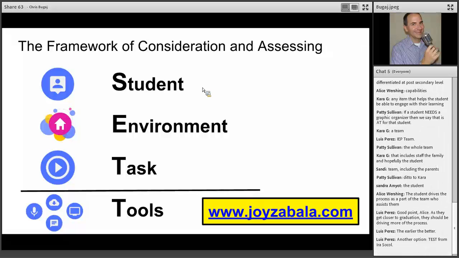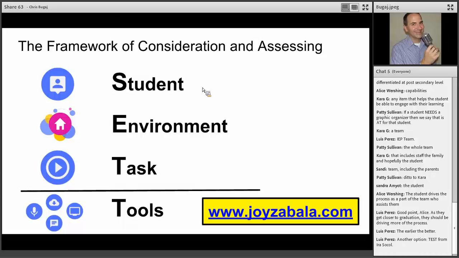Now, people well-schooled in assistive technology have seen this framework before. It's by Joy Zabala, the SET framework, but many IEP teams haven't. They don't think of it necessarily in the terms someone who has been working in assistive technology does. So from a coaching perspective, maybe this is something we should be telling IEP teams a little bit more about and giving them guidance on how to perform the consideration and assessment.